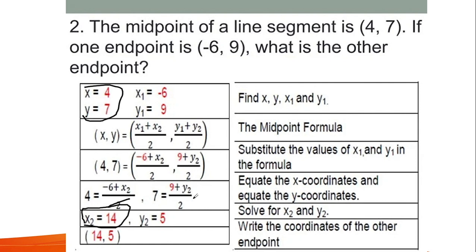For y sub 2, we have our midpoint is 7, and then 9 is our y sub 1 plus y sub 2 divided by 2. So again, multiply both sides by 2. The 2 cancels, 7 times 2 is 14. 9 moves to the other side and becomes negative 9. 14 minus 9 is equal to 5. So the other endpoint is 14, 5.